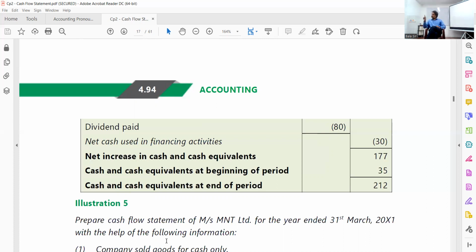Net increase in what? Cash and cash equivalents. To this, add cash and cash equivalents at the beginning of the period. How much? 35, you add. How much do you get? 212. You should match it with the closing balance given in the question. If it doesn't match, you're wrong. Against 212, what do you write? Cash and cash equivalents at the end of the period.